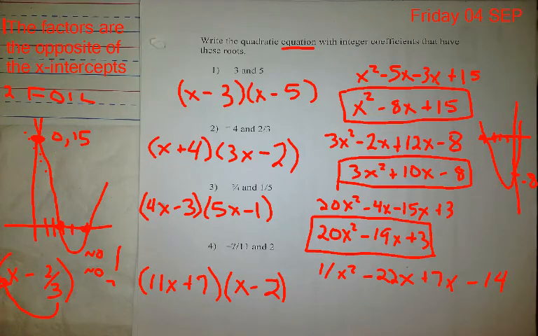Your job is to add these together. So I've got 11x squared. Negative 22 and positive 7. If you really don't know, take your calculator out and add it together. Negative 22, positive 7. Should be negative 15.